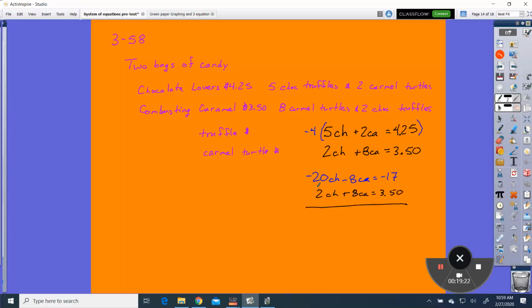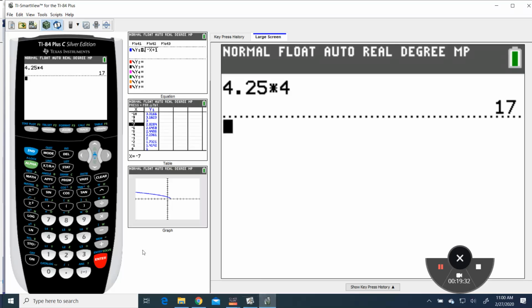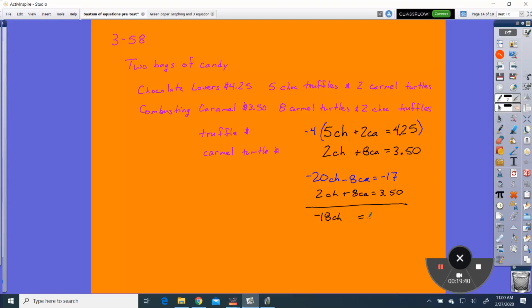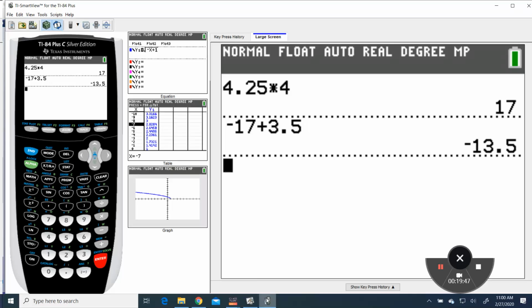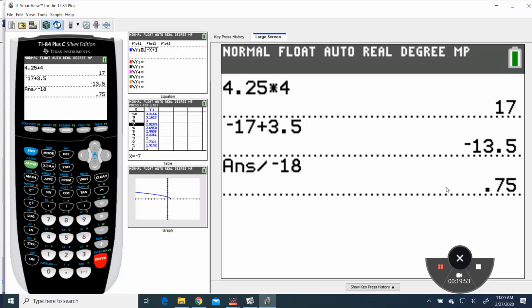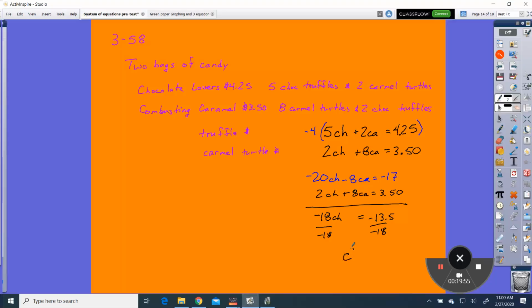So now -20 plus 2 makes -18 chocolate. These go away, and I'm going to have -17 plus $3.50. So -17 plus $3.50, and I get -13.5. So now to solve this, I divide each side by -18. So I go back to my calculator and I hit divide by -18. And it tells me that those cost 75 cents each. So chocolates equals 75 cents.